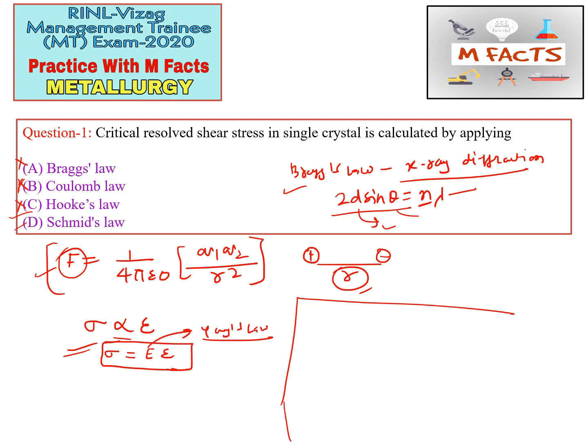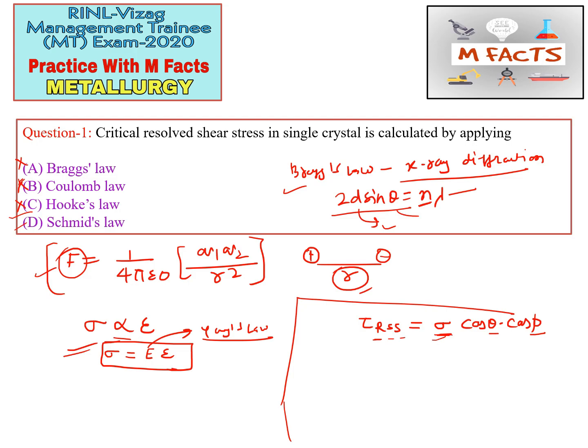Schmidt's law formula is basically tau RSS. This is also known as shear stress; this is resolved shear stress, that's why I have written RSS. So tau RSS equals sigma cos theta multiplied by cos phi. There are two angles, one is theta and one is phi, and sigma is the stress.